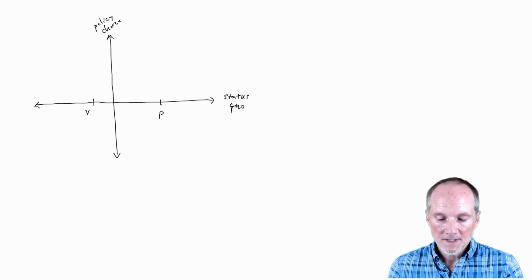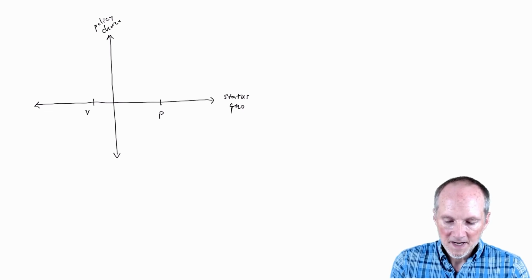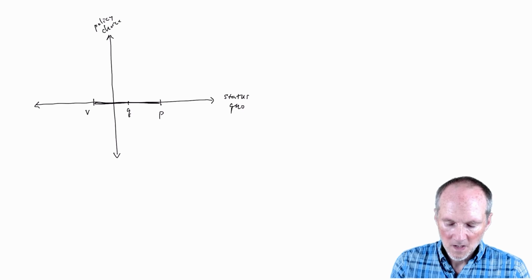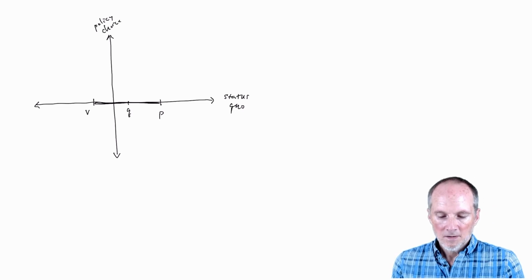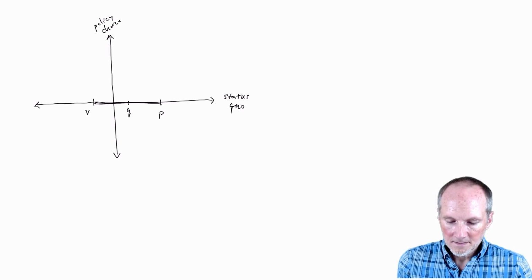Okay, so let's think about how the optimal policy choice changes now with respect to the status quo. Let's just take the easy case first. Suppose the status quo is somewhere between the voter and the politician. Suppose it's here. The voter will accept anything that's closer to their ideal point than the status quo.